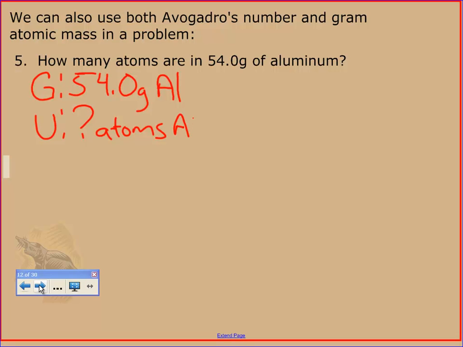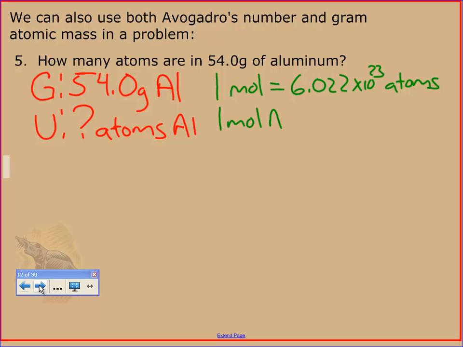So in this problem it says atoms, I need Avogadro's number. It says grams, I need the gram atomic mass. So given, unknown. Since it says atoms, I'm immediately going to put Avogadro's number: 1 mole equals 6.022 times 10 to the 23rd atoms. We're not dealing with a compound, so 1 mole of aluminum is equal to 27.0 or 26.98 grams, again from the periodic table. We already had done one, so we kind of knew what it was.